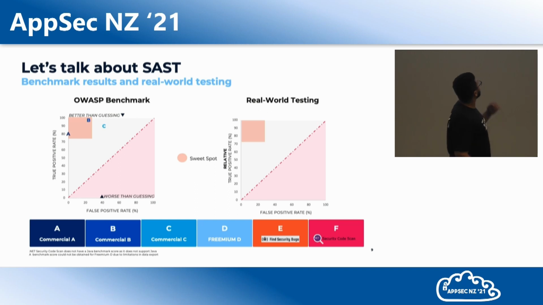All right, so first of all, the benchmark. As you can see, our commercial tools did really well. Number A killed it. It got 80% of true positives and 0 false positives, which is really good.